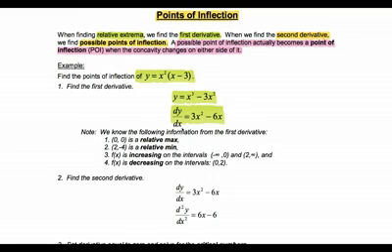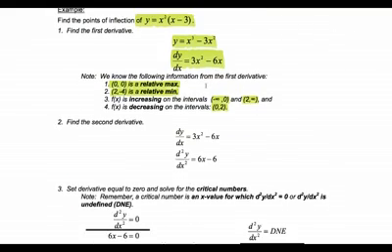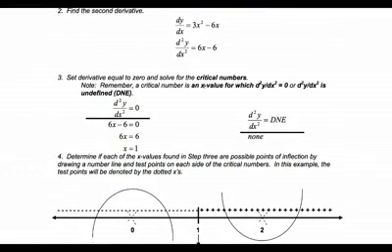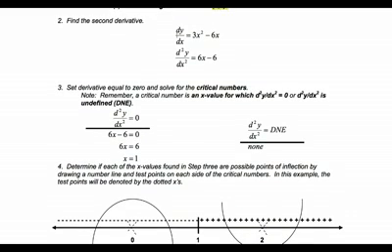If you were to do your tests, you would find that this is your relative max, this is your relative min, and it's increasing on this interval and decreasing on that interval. Alright? That's not what this video is about. This video is about the second derivative and points of inflection. So to take your second derivative, you go to your first, and use the power rule again in this situation.